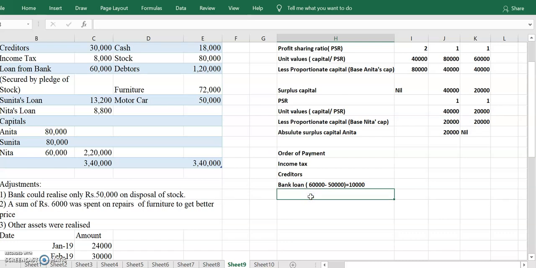Then the next order of payment will be the partners' loan account. There are two partners and they have loan accounts. And then we have to pay capital, with first priority given to Sunita, rupees 20,000. So this is the order of payment we have to follow, and record all the partners' capital accounts with the other liabilities. So these are the orders of payment. It will be discussed then.